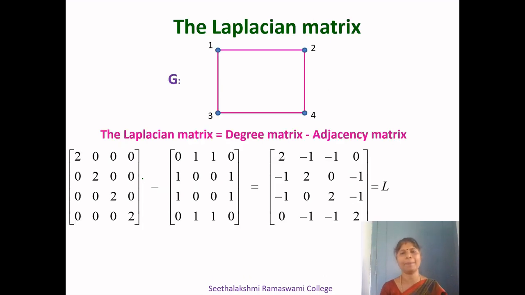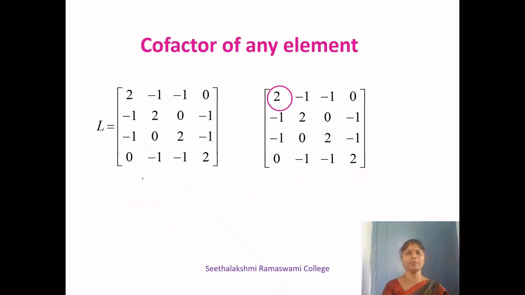Next, to find the Laplacian matrix of the given C4. First find the degree matrix, next find the adjacency matrix, and then using matrix subtraction we get L, that is [2 -1 0 -1; -1 2 -1 0; 0 -1 2 -1; -1 0 -1 2].